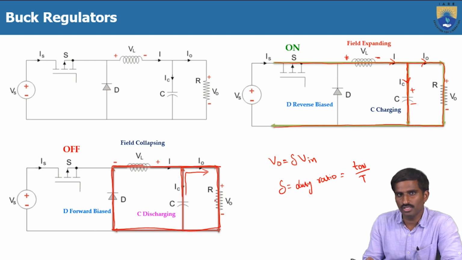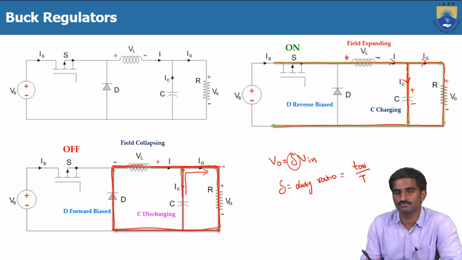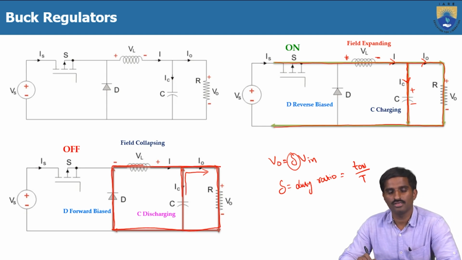Then how we can vary the output voltage? Again, the same like in the DC to DC converter, how we changed by using this duty ratio only. So here also by changing the duty ratio, we can change the output regulated DC voltage. This is how the buck regulator will work.